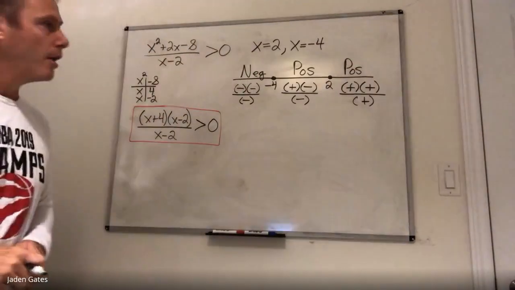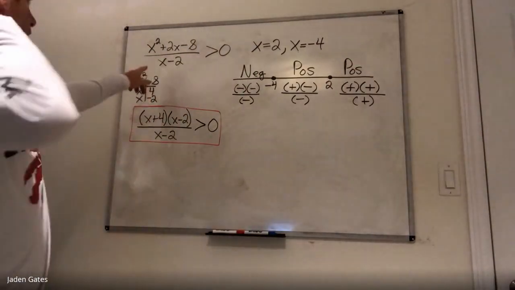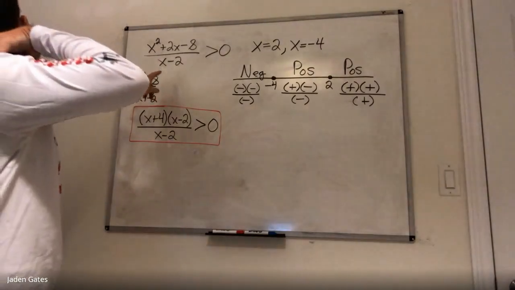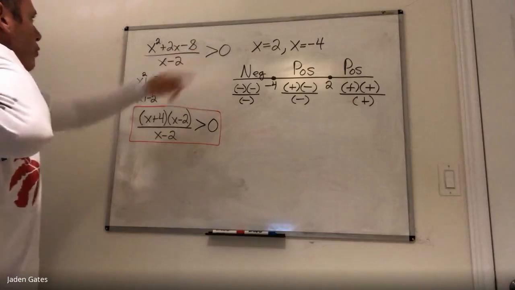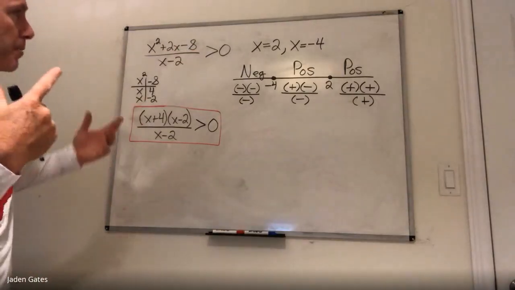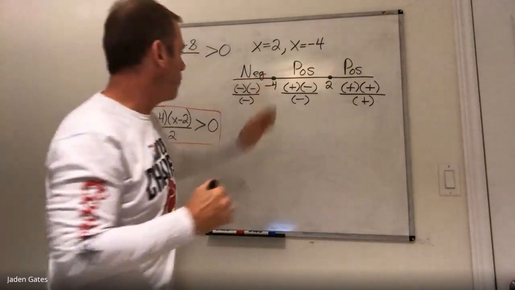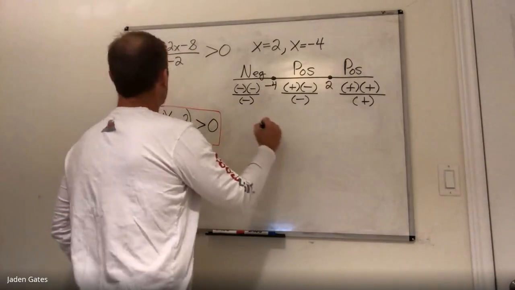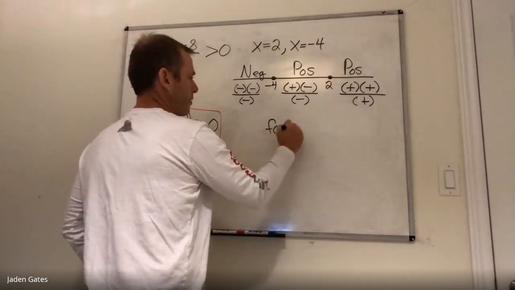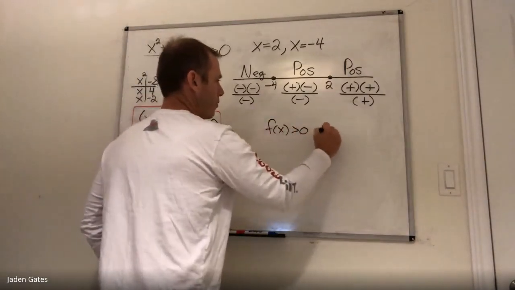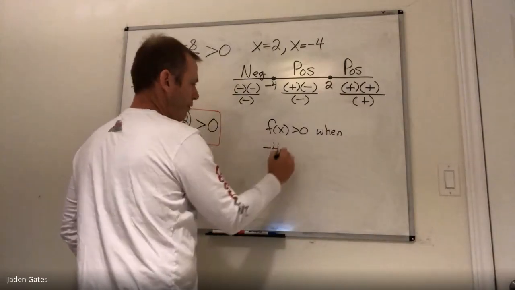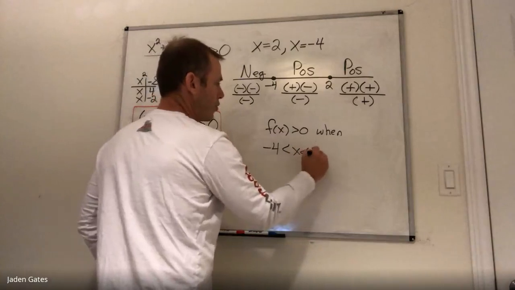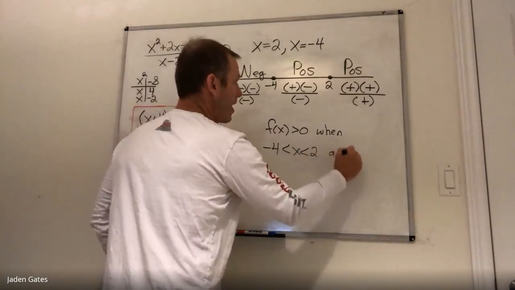There we go. All right, so our original inequality is asking when is our function here greater than 0, which means positive. Well, from negative 4, so I'll put f of x is greater than 0 when, number 1, we got between negative 4 and 2 and after 2.